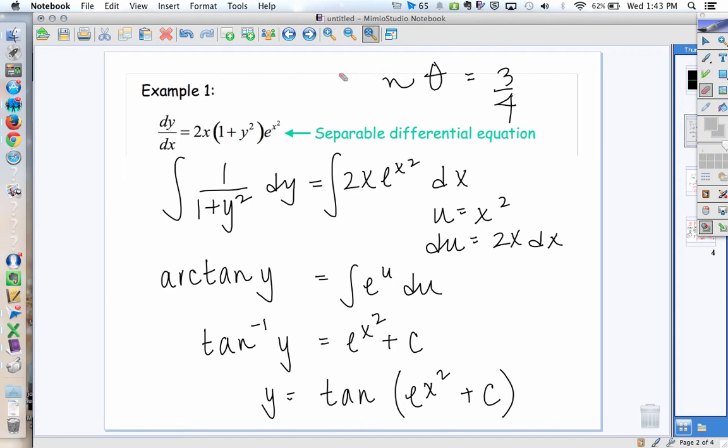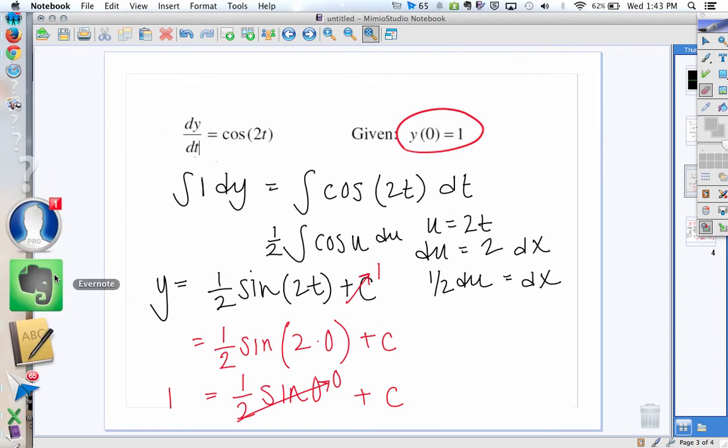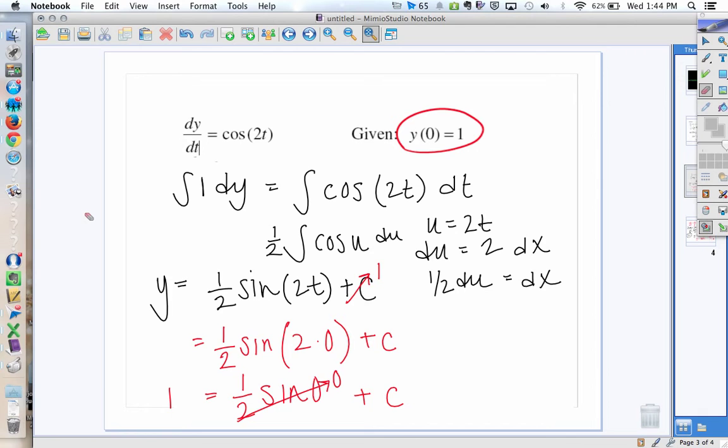I think this was just a little note for practice. All right, let's try with a particular solution now. So this is our second example. We have dy over dt equals cosine of 2t, and we're given that y of 0 equals 1. So again, you're going to do the same process. Try this on your own first and get all the way to the end.